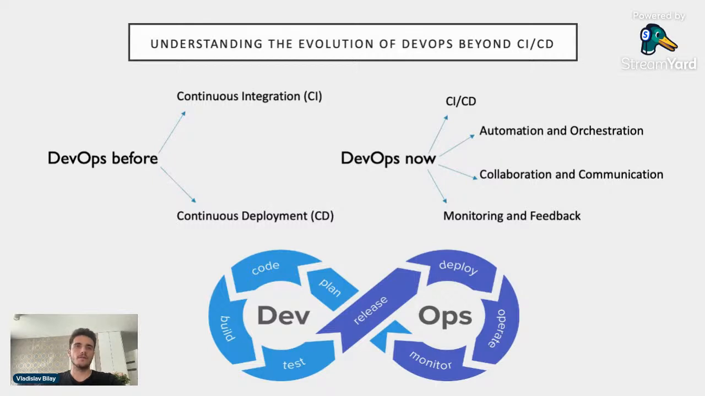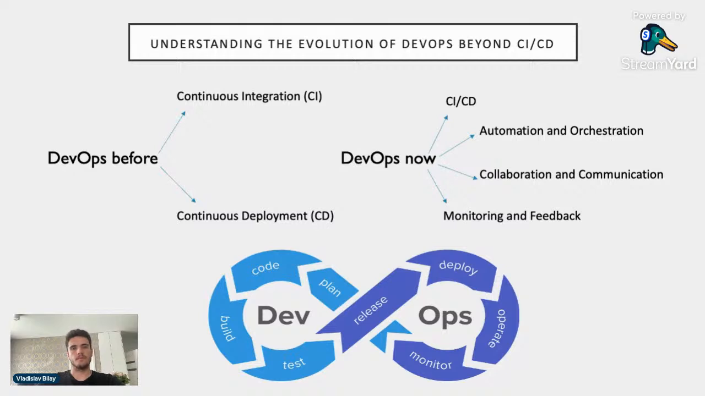DevOps extended its scope over time as organizations adopted DevOps practices and noticed their transformational potential. It grew to contain a more comprehensive set of principles and practices, including automation and orchestration. DevOps highlights the importance of automating recurring tasks and the orchestration of complex workflows, reducing human error and enhancing operational efficiency. Collaboration and communication: the cornerstone of DevOps shifted towards fostering collaboration and communication among cross-functional teams, cultivating a culture of shared responsibility and continuous improvement.